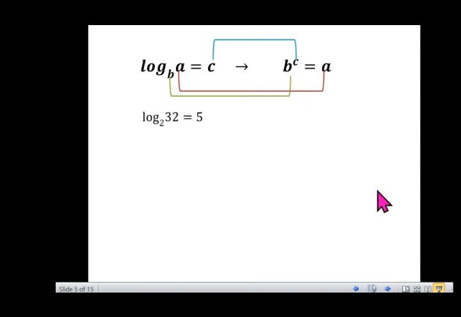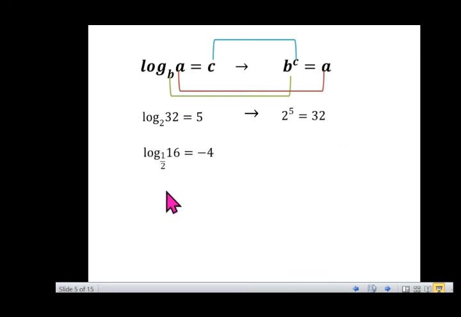Let's proceed to the example. Logarithm of 32 with base 2 equals 5. Converting, class, our base is 2, our a is 32, and our c is 5. So in exponential form, this will become 2 raised to 5 equals 32.